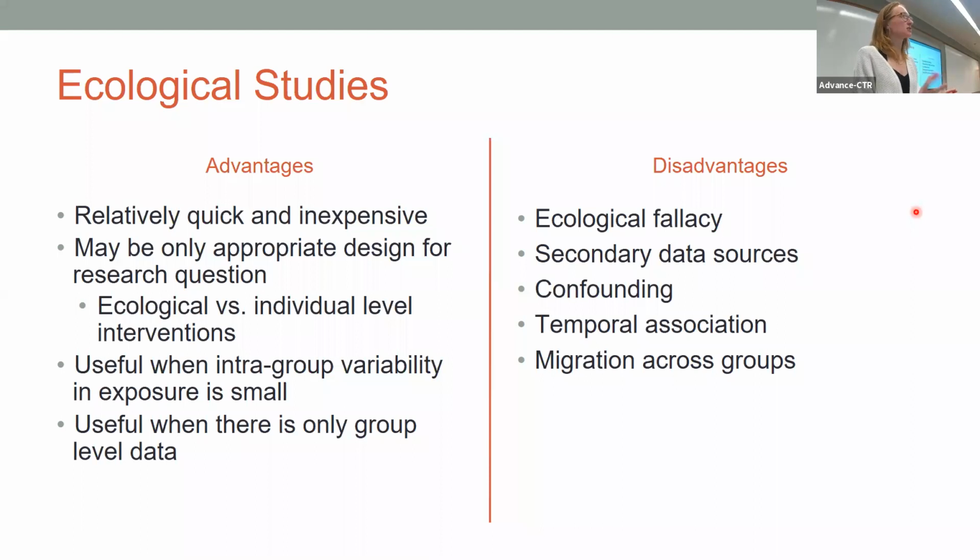The secondary data source is an advantage, but it's also a disadvantage because you're getting data from someone else, and you don't necessarily know how it was generated, and you can't necessarily trust that it's bias free. With that, there's also the potential for confounding. You can't say that there's a time association. Again, you don't know what happened first. Did all these women get colon cancer and then start eating a lot of meat?